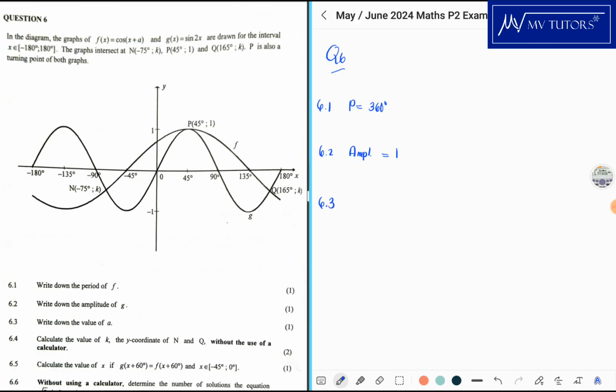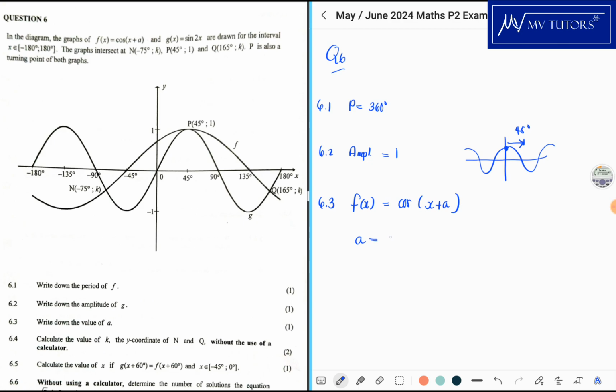6.3, write down the value of a. Okay, so a is basically the horizontal shift that cos undertook. All right, so cos normally is like this. But we can see now cos moved from 0 all the way to 45 degrees. Okay, so that's something that you should actually see. So basically it moved to the right, with 45 degrees.